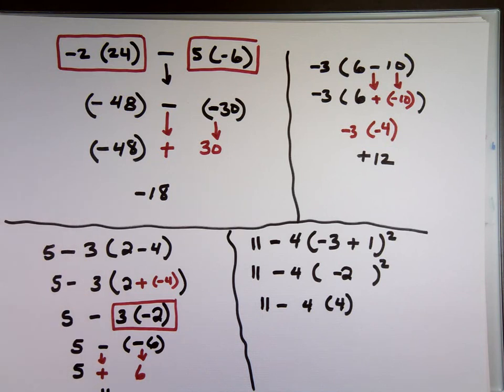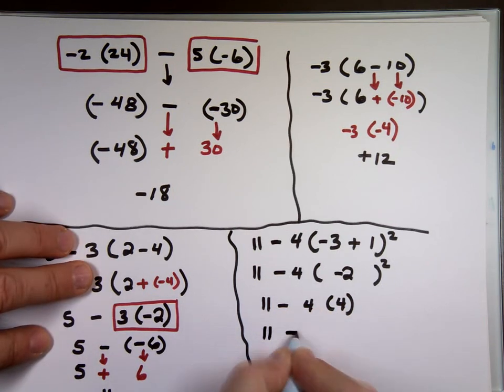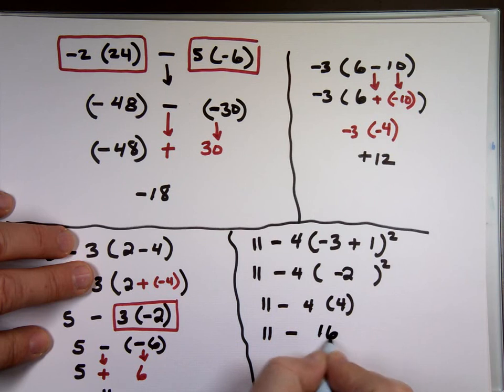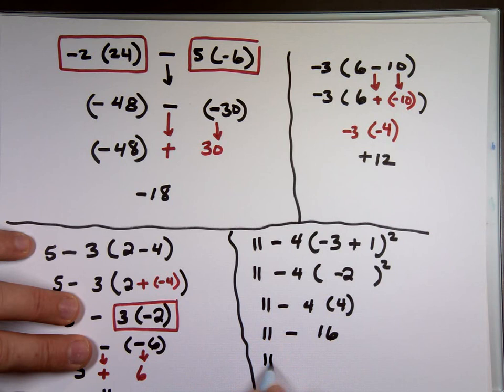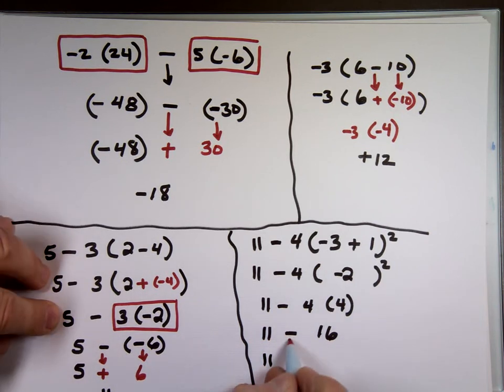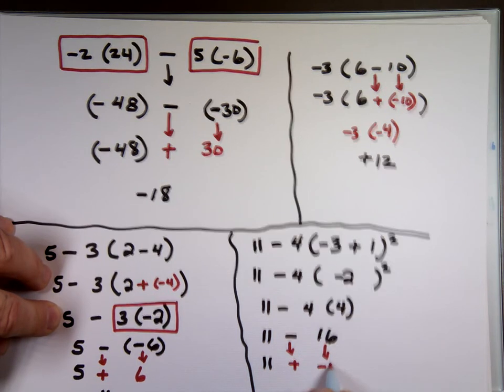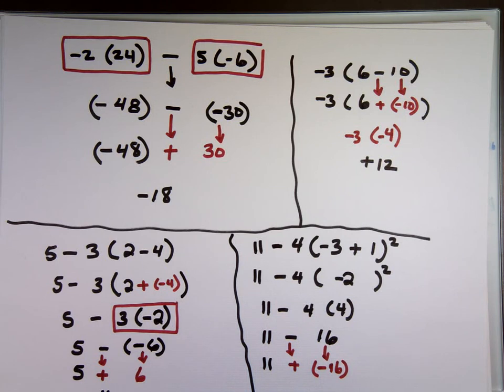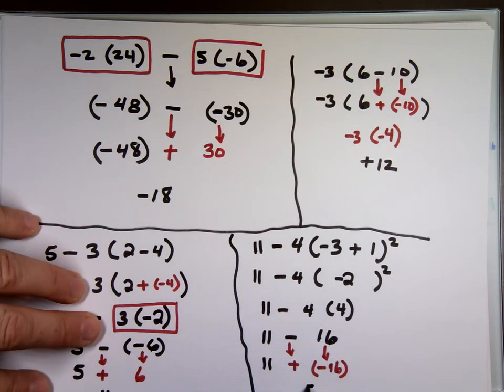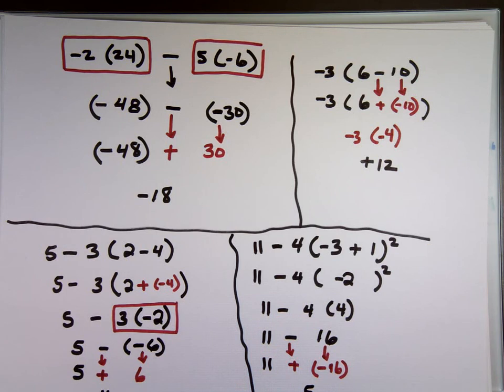Exponent is done. Any more multiplications or divisions? Yes, right here. 11 minus, what's 4 times 4? 16. And the last step is going to be 11. Change that to a plus. Change that to what? Negative 16. Subtract the smaller absolute value from the larger absolute value. 5. And what's the sign of the number with the larger absolute value? Negative.